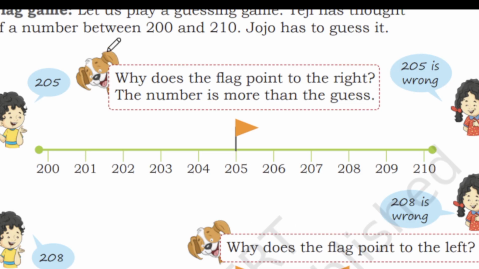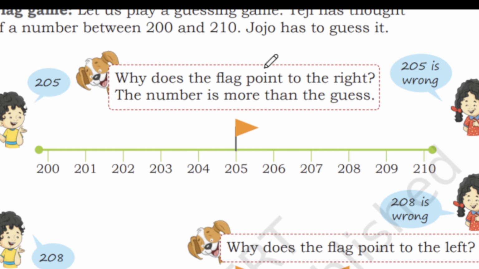Let us play a guessing game. Let us play a game. It's a game actually. TG has thought of a number between 200 and 210. Jojo has to guess it. So it's a number guessing game.